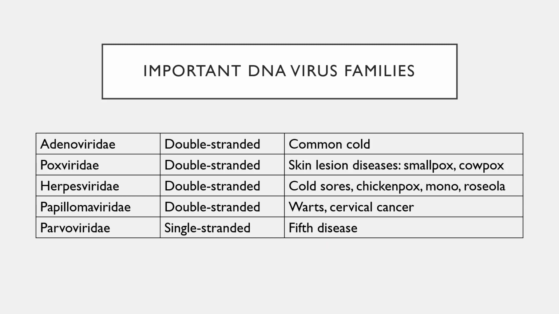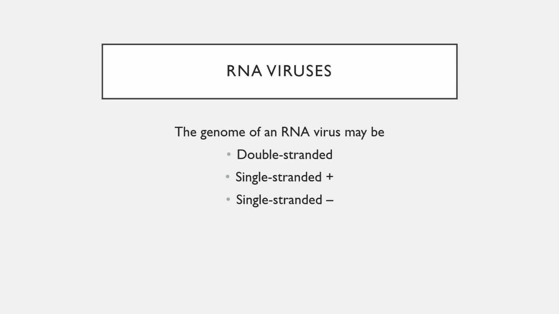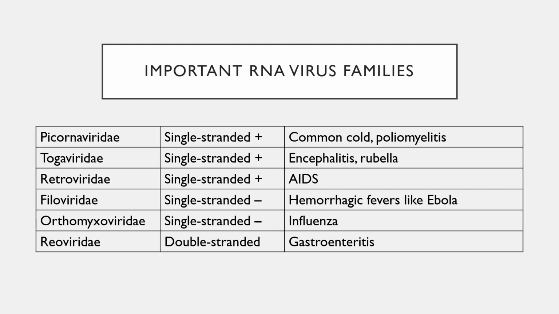So while DNA viruses are straightforward, RNA viruses are a little bit more complex. And this is mainly because the biosynthesis of an RNA virus varies depending upon whether the RNA virus is double-stranded, single-stranded plus, or single-stranded minus. And we'll talk about what that means in a second. But before we do, I'm going to point out some important RNA virus families that cause diseases in humans.